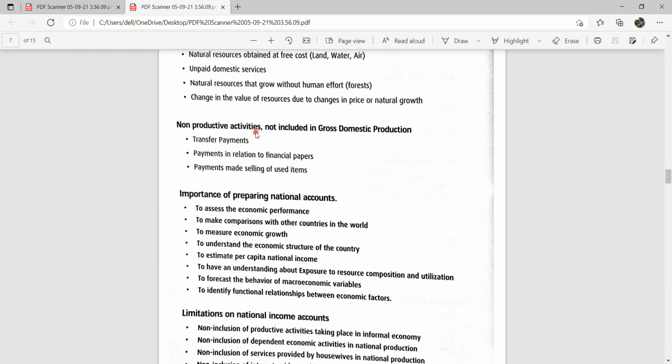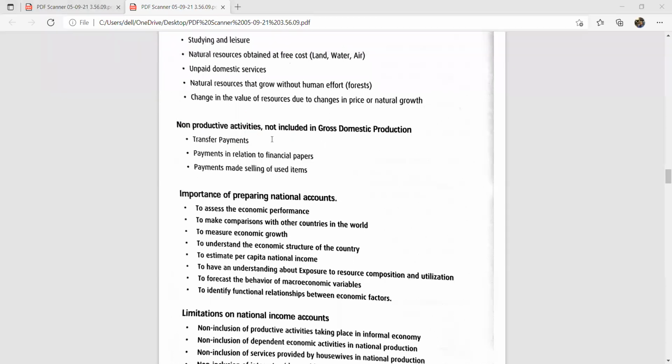Thereafter, non-productive and not included in GDP: transfer payments. What kind of transfer payments are there? Especially people are paid pension. Pension scheme is a transfer payment. People are paid money as an assessment of what they have done, what they have rendered before. So after retirement, they are paid a pension lump sum. It is just a fund transfer, therefore not productive.